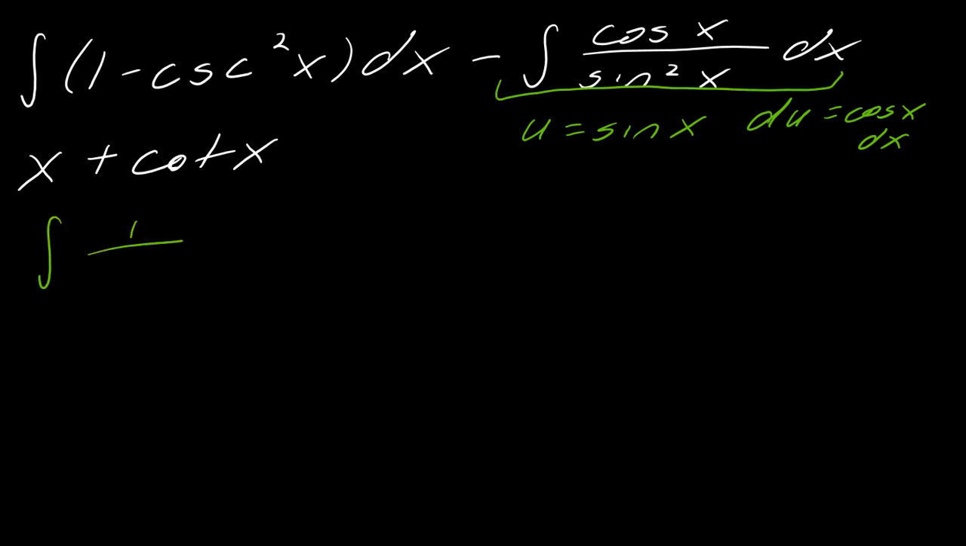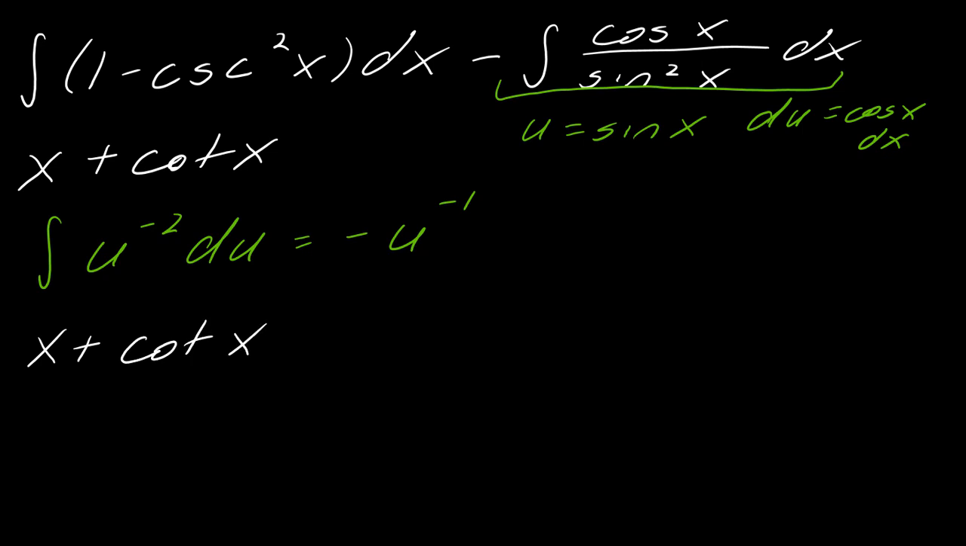So this becomes 1 over u squared. Let's actually write that as u to the negative second du. So then that is going to equal u to the negative first, and then I can put just a minus in front here. So when all is said and done, this is x plus cotangent x. And then this minus and this minus will cancel out. So this becomes plus sine x to the negative first.